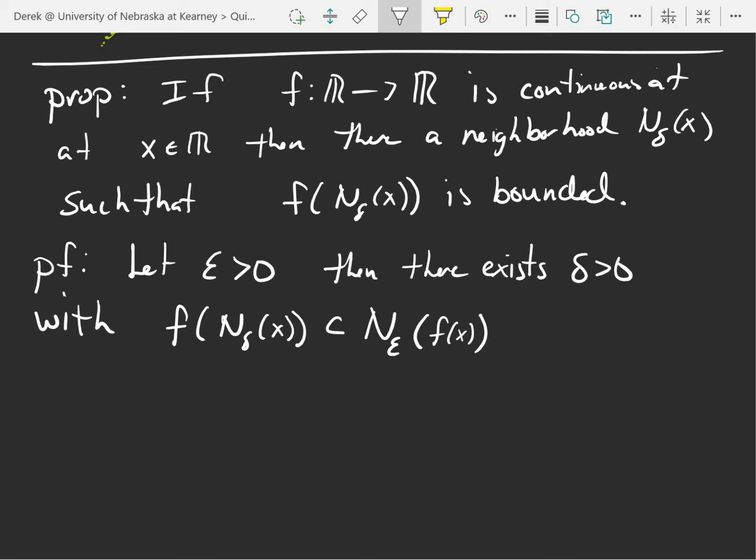This doesn't quite look like our metric space definition of continuity, but what this says is if I take anything inside this neighborhood, it fits inside the epsilon neighborhood. So if I take something close to X and I hit it with f, it's going to be close to f of X. That's continuity. And since these are in the reals, this equals f of X minus epsilon, open, to f of X plus epsilon, which is bounded.